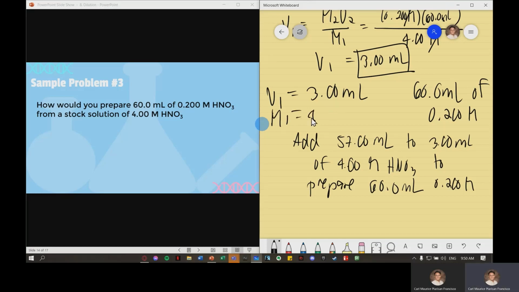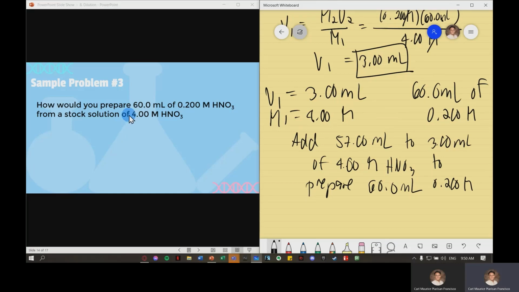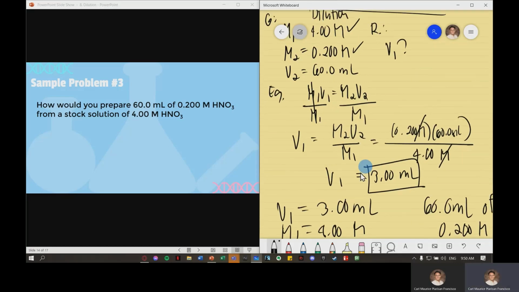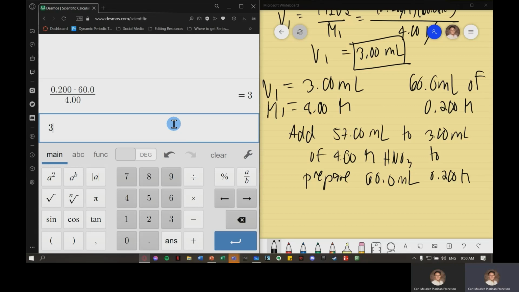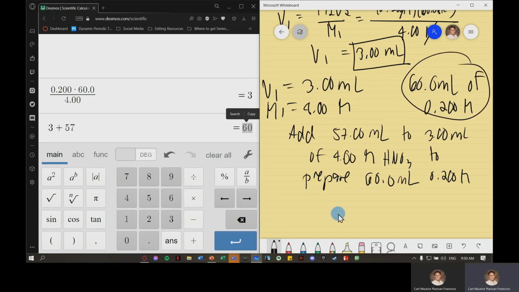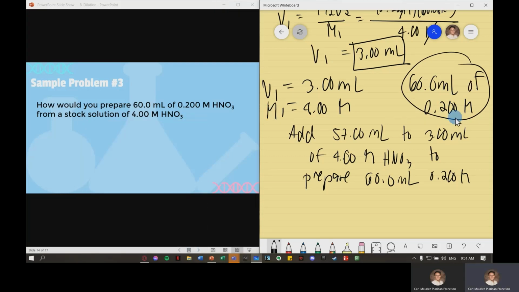Okay, so let me repeat. Ang tanong, how do you prepare? Paano ka daw makakagawa ng 60 ml of 0.200 molar? Ngayon, na-solve natin na ang V sub 1 ay 3.00. So, ang initial natin ay 3.00. So, to answer that, add 57.00 ml to 3.00 ml of 4.00 molar. Napakasimple. Since 3 plus 57, that is 60. And this 60 represents this particular 60 ml of 0.200. That is why, to prepare 60 ml of 0.200 molar, add 57 milliliters to 3.00 milliliter of 4.00 molar nitric acid to prepare 60.0 milliliter of 0.200 molar.